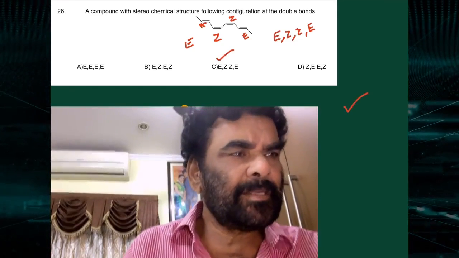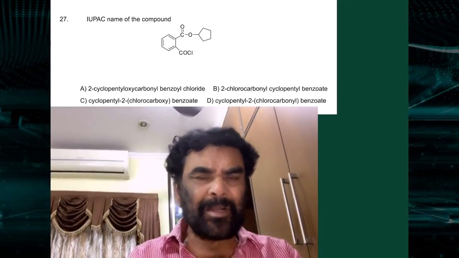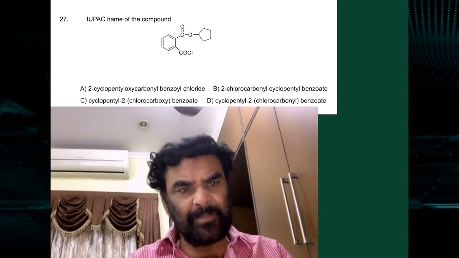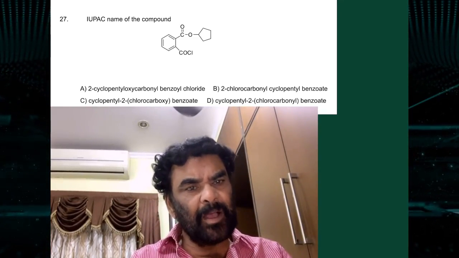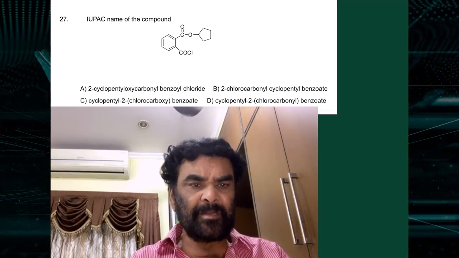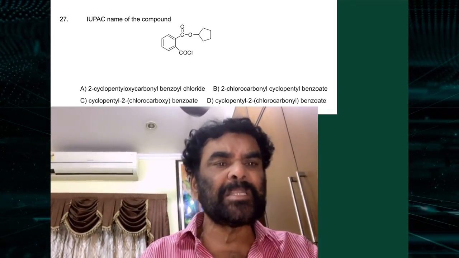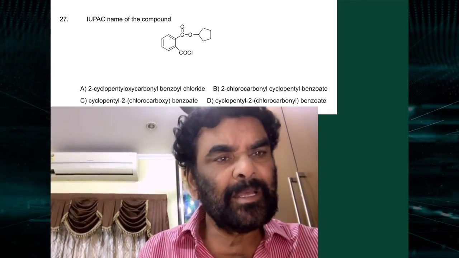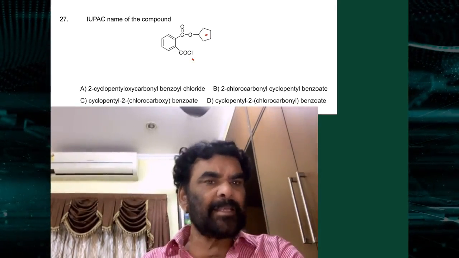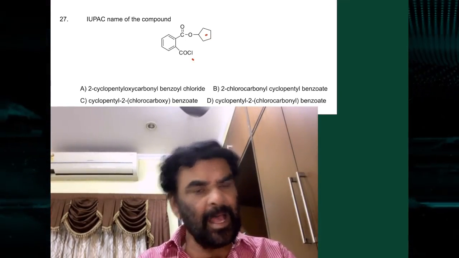The other one is here, he has given the bifunctional compound, asking to give the IUPAC name. If it is a bifunctional compound, to assign the IUPAC name, first we must know the ranking order, which is to be taken as the principal functional group. Here, this is the ester group, this is the acid chloride. So priority is to be given to the ester over the acid chloride.